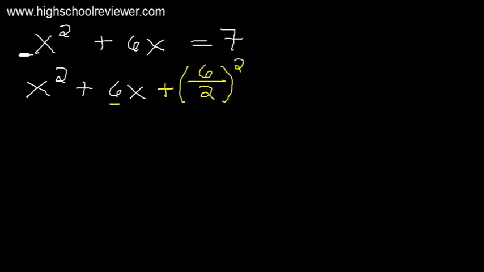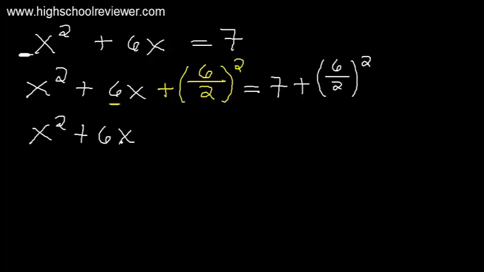Okay. Now, whatever is added on the left side must also be added on the right side, so as not to change our equation. So this will be plus 6 over 2 raised to the power of 2. Okay, so x squared plus 6x plus 6 divided by 2 is 3. So this will be 3 raised to the power of 2, and this will be equal to 7 plus 6 divided by 2, that is 3 raised to the power of 2.